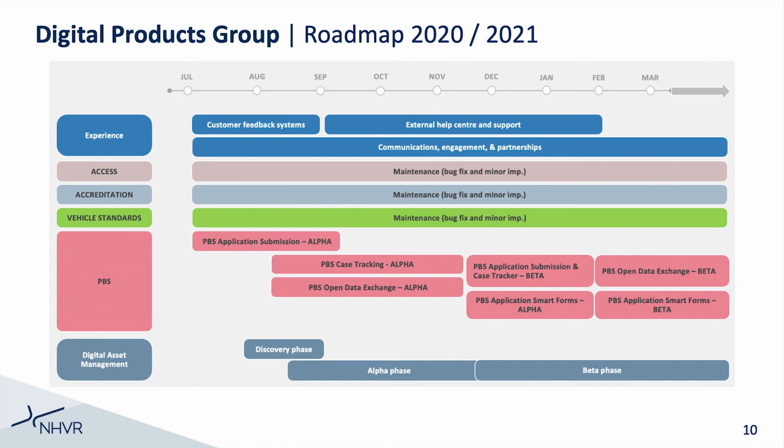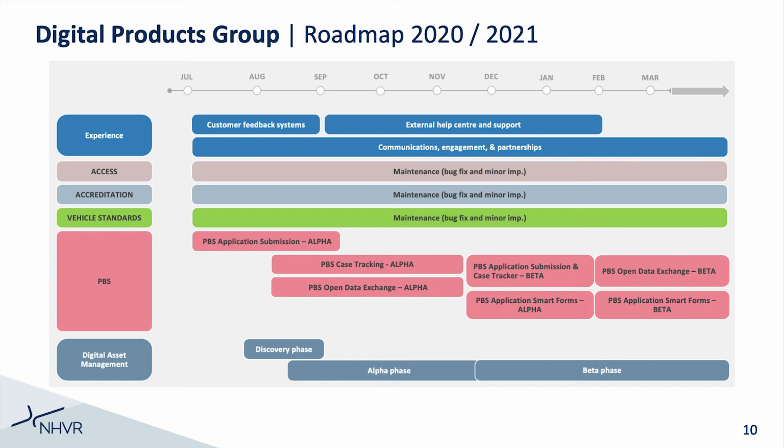And of course, in parallel to that, we'll be continuing to work on the full digitisation of the PBS business and the application and case management processes. The Smart Forms Alpha we'll be looking to move into in March and look to go live with that in April, and then we'll be looking at the full case management functionality to take us through to the end of the financial year in June.